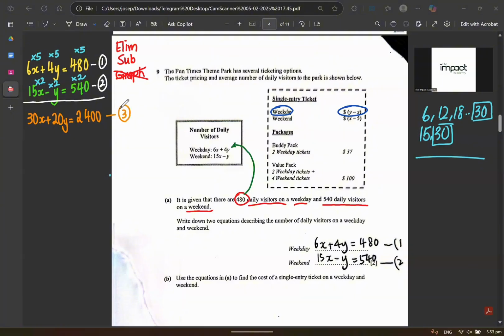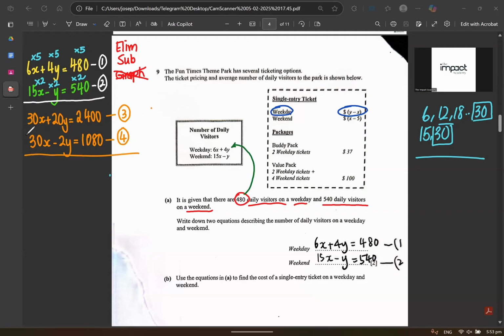And then for the other one, are you with me? You can look at my screen. The other one is just 30x minus 2y equals 540 times 2. That becomes 1,080. Agree or disagree? That is equation number 4. Can you see how my equation evolved from equation number 1 to equation number 2? Does it make sense to you?